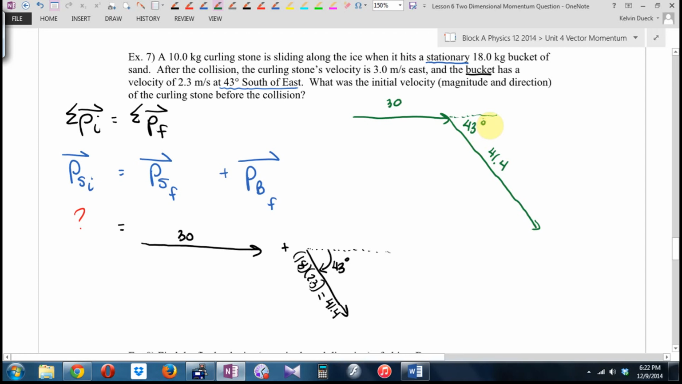What's the resultant? Which is, by the way, what I'm trying to find. From the tail of the first to the tip of the second, this must be the initial, not velocity, momentum of the stone. But the velocity will have the same direction. Oh, I need an angle in the triangle. Well, if this one is 43 degrees, this is going to be 137 degrees because it has to add to 180.